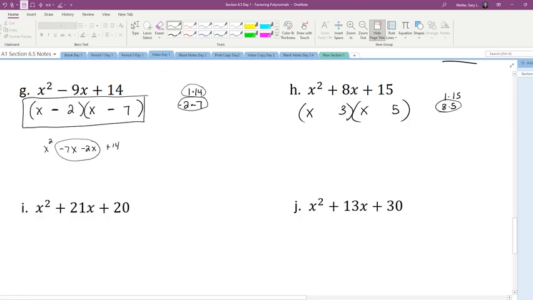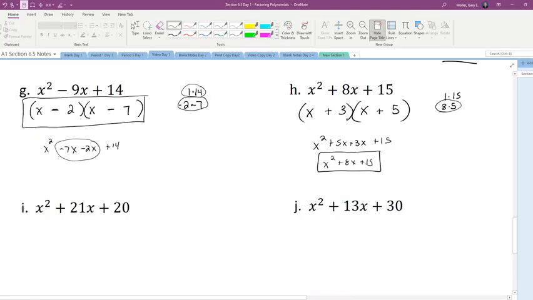Signs are the same. We know they're both going to be positive, or else I wouldn't have a plus 8x. Check the math. X squared plus 5x plus 3x plus 15. X squared plus 8x plus 15.